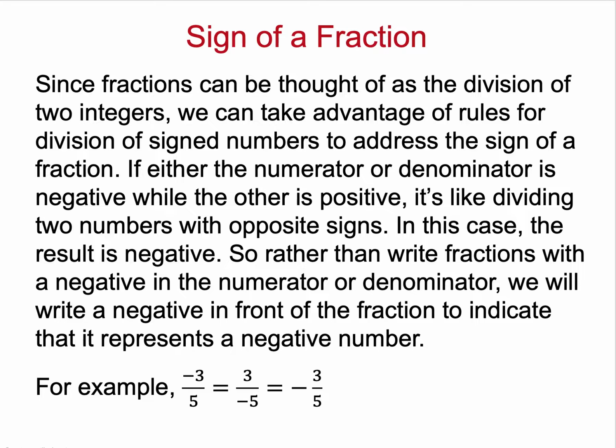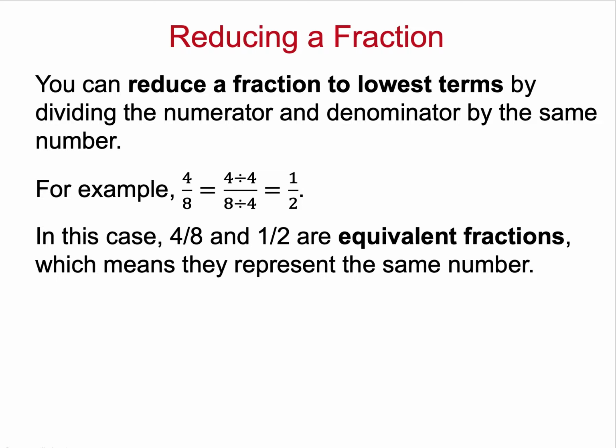When I'm looking at the sign of a fraction, we typically don't want to put a negative in the numerator or the denominator. We want to put it out front of the fraction so that it indicates that the entire fraction is going to be negative. So not just negative 3 divided by positive 5. The convention is to write the negative out in front.